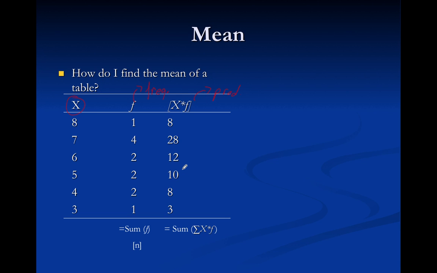Essentially, let's just say, for instance, you were being a little bit lazy. So rather than writing out all your values in your table, one of the things you could have done is 8, because it occurred one time. 7 occurred 1, 2, 3, 4 times. 6 occurred 2 times. 5 occurred 2 times. 4 occurred 2 times. And 3 occurred once. You could have done that, right?